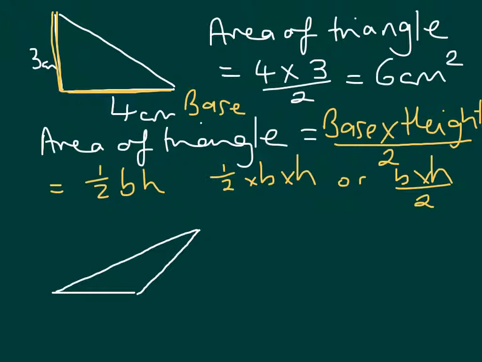Just be aware with this triangle here, the base is along the bottom, but the height we will have to measure as the distance from the top of the triangle directly to the ground at right angles. So if you're trying to find the height of this triangle, you can't measure one of the sides of the triangle. You'll have to measure directly from the top of the triangle to the base at right angles.